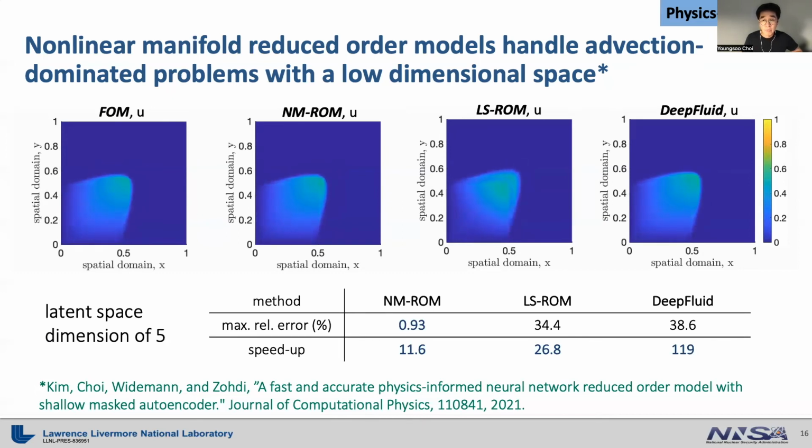Furthermore, a speedup of 11 is achieved by the NMROM thanks to the hyperreduction, while LSROM and DeepFluids are struggling to achieve a precise solution, giving 34.4% relative error for LSROM and 38.6% relative error for DeepFluids, which is not good enough for most scientific applications.